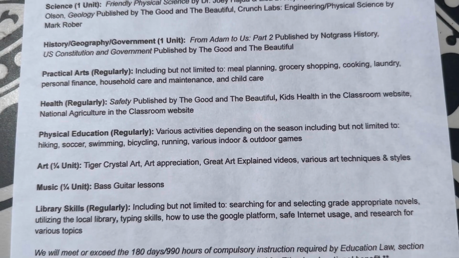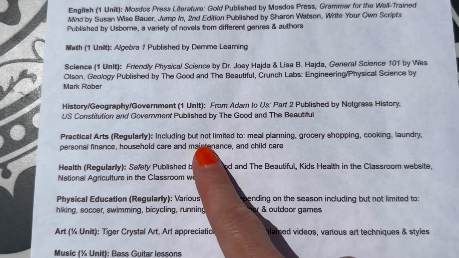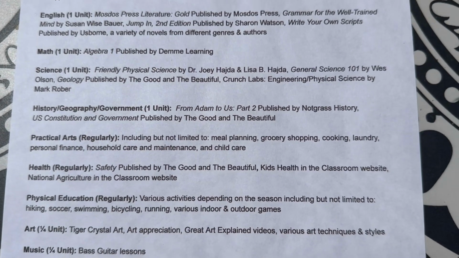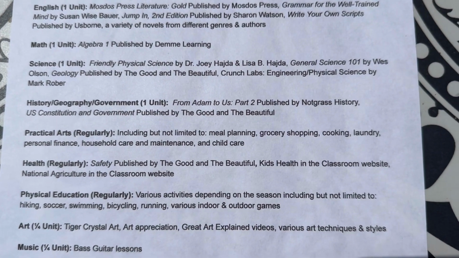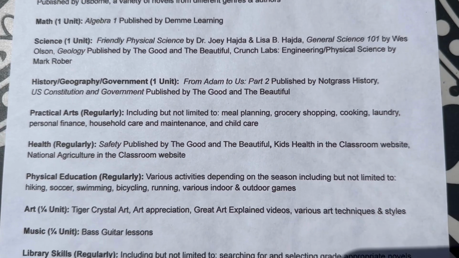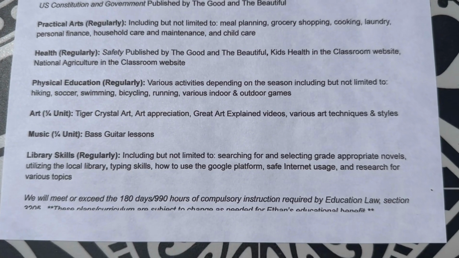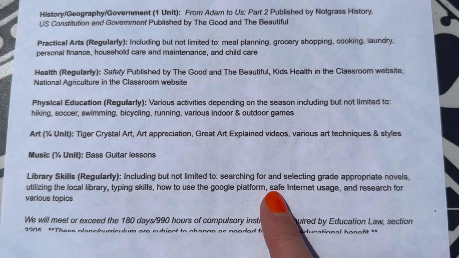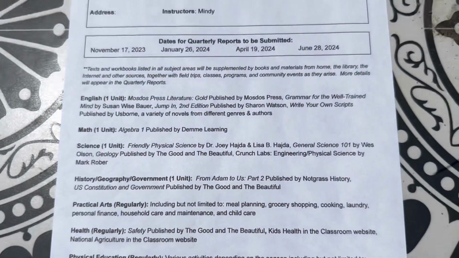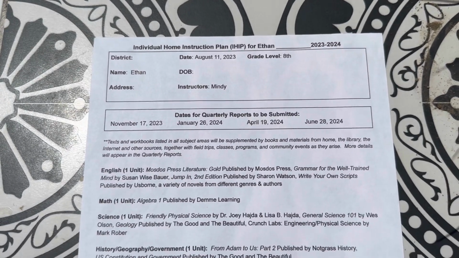Things that parents are kind of wondering about, is this practical arts here? And so for me, that means things like meal planning, grocery shopping, cooking, laundry, personal finances, household care and maintenance, and then child care. So I list things like that. And then also library skills are kind of something that parents are like, what in the world is this? This is just a statement that I put, things that we work on. Okay, so here is Ethan's completed IHIP without our personal information on there.